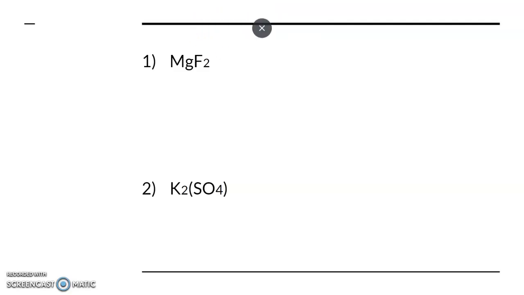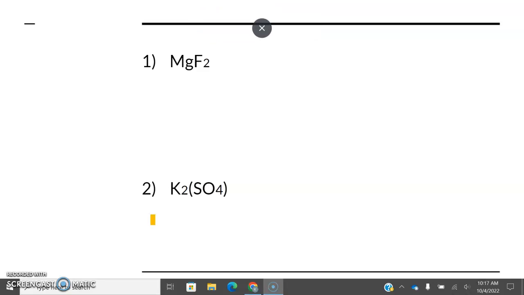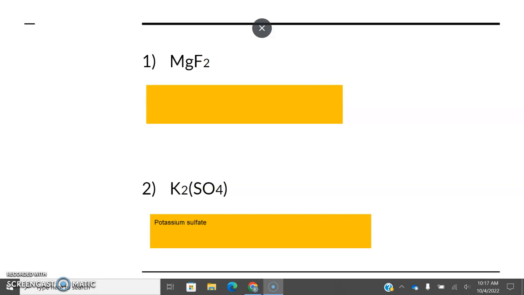So let me just pull this back up. So just like with any ionic naming, our first one is going to be the metal. So we're going to have potassium. And then, of course, our second part is just the name of the polyatomic, which is sulfate. So potassium sulfate. So magnesium fluoride and potassium sulfate. Those are the names of these 2 compounds. And I'll type this one again.